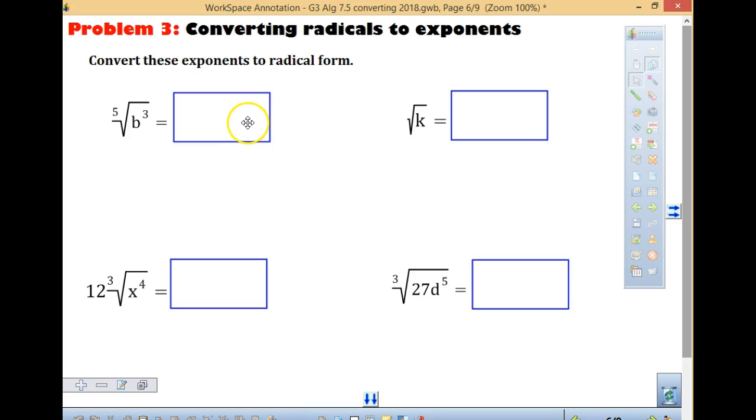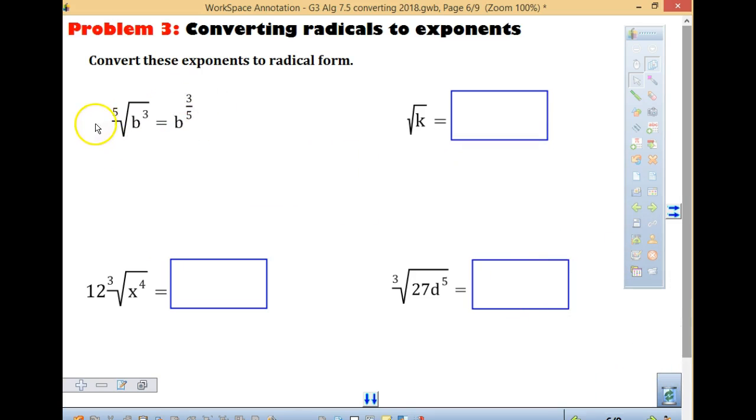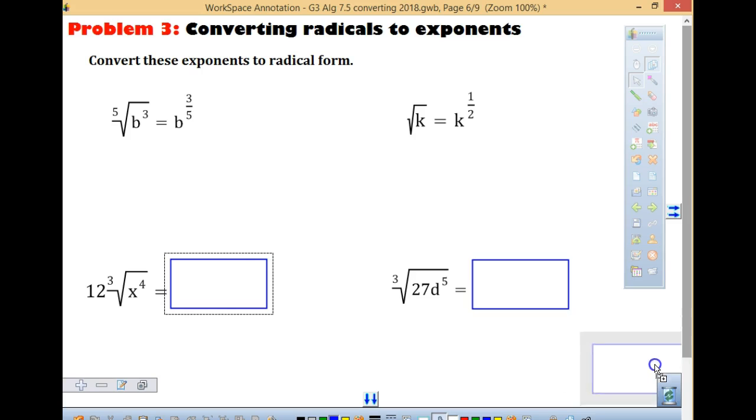So if we are looking at this one, what's in our denominator? 3 or 5? Should be the 5, right? Denominator is going to be our index. So b to the 3/5. How about this one? Denominator should be 2. K to the 1/2. Is 12 going to be raised to a power? No. The x is going to be to the 4/3, right?